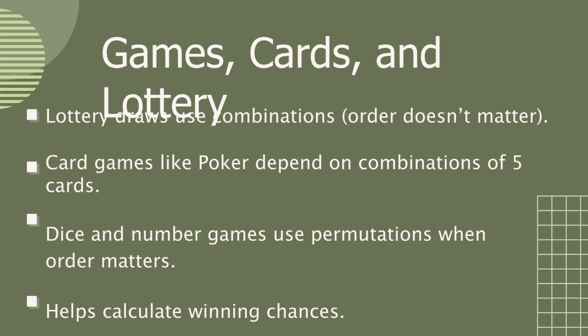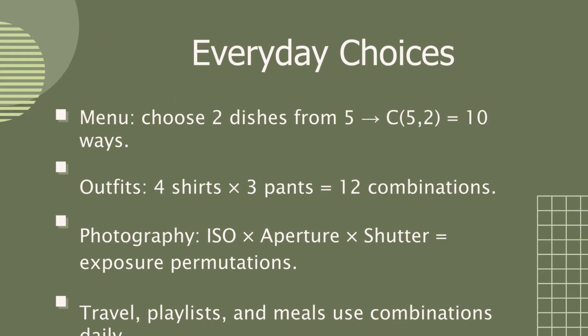Games utilize PNC. Lottery draws rely on combinations where the order of numbers doesn't matter. Card games like poker use combinations of 5 cards, while number games may use permutations when order is important. Daily choices often involve combinations, such as choosing dishes from a menu or pairing outfits. Photography settings also involve permutations of ISO, aperture, and shutter speed.